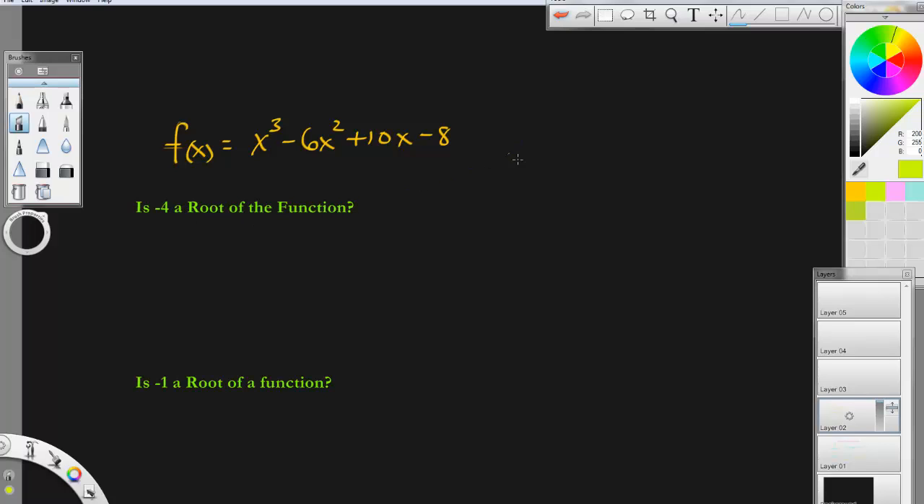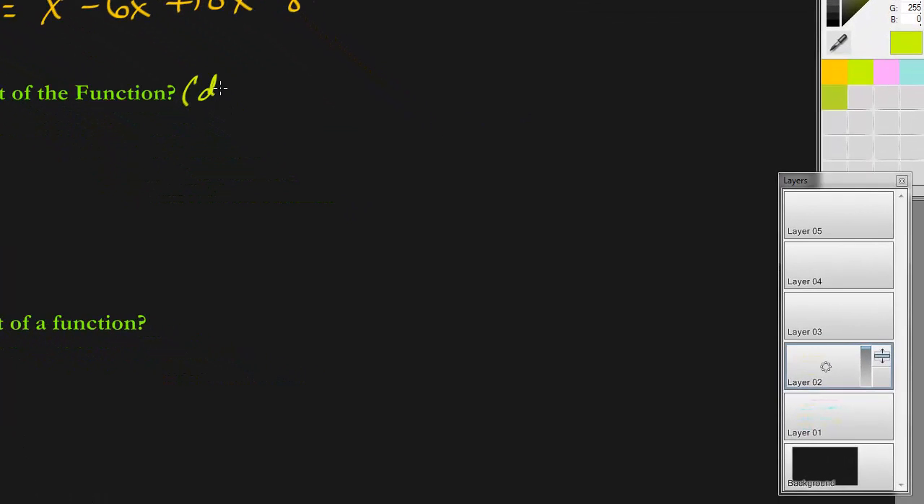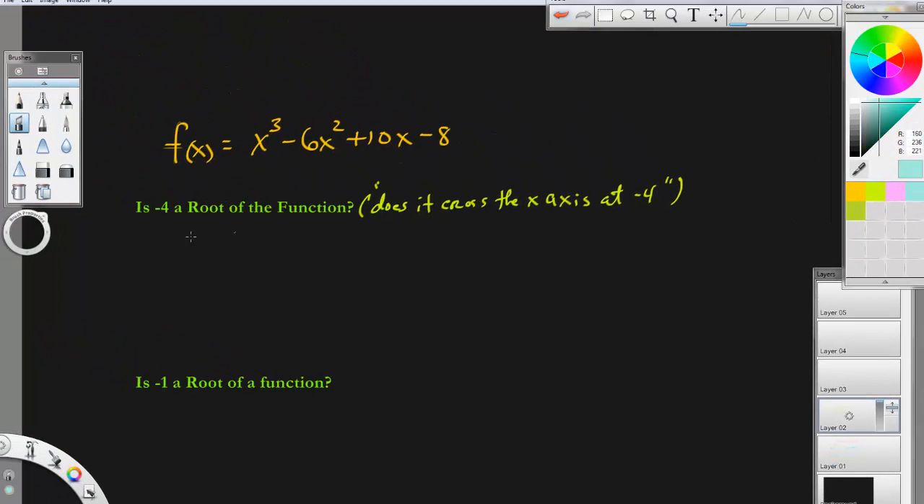And that's like saying, does it cross the x-axis at -4? Let me do that again. Got extraordinarily sloppy there. So that's your verbal. Here's what that means. Does it cross the x-axis at -4? And instead of graphing, let's do it like we're supposed to, and that's by evaluating.